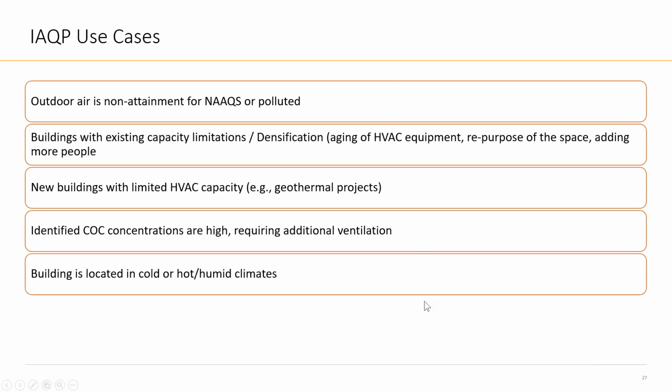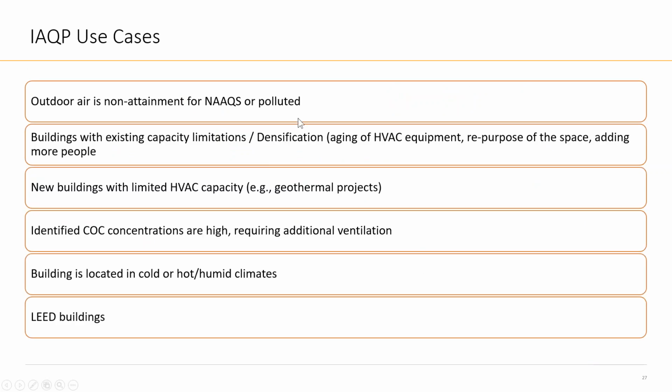We'll end with this about the indoor air quality procedure. In designing for the indoor air quality procedure, there are some cases that make a lot of sense to use it. The first one: if you live in a polluted city, a non-attainment area, or if you have pollution in your dense city, if your building's outdoor intake is next to a bus stop, or next to another building, or a local source of pollution, or next to a highway.